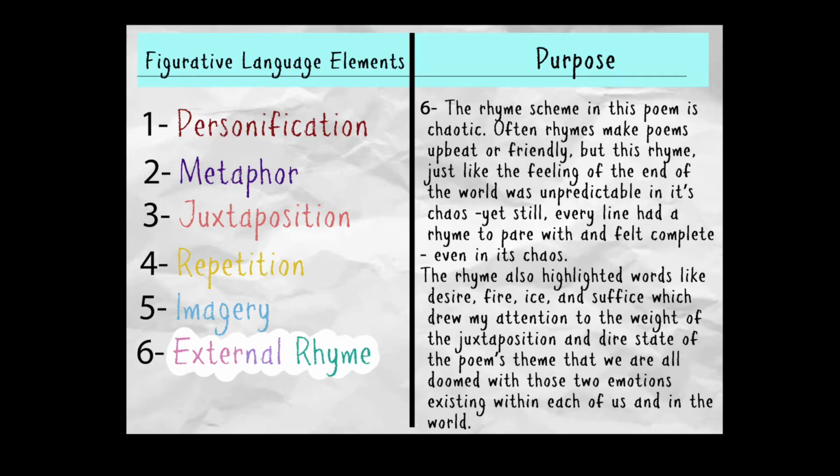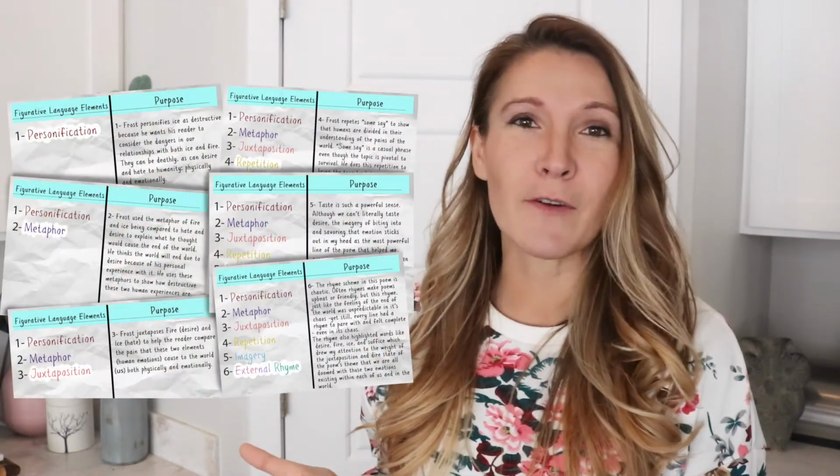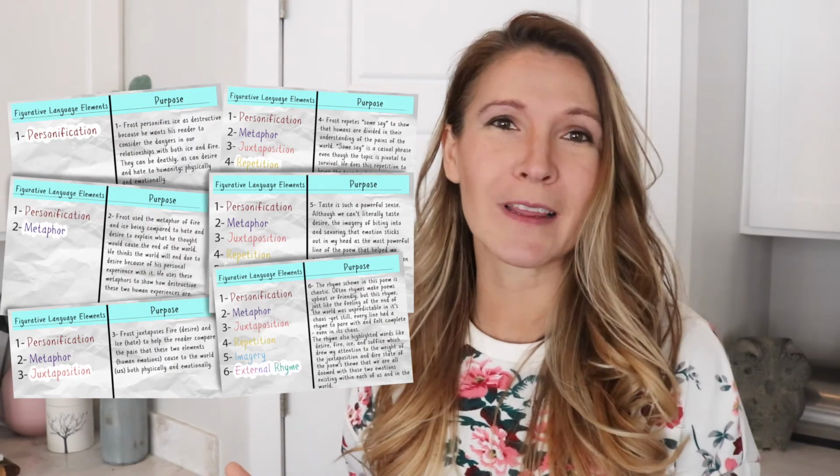Nothing is left open-ended. Not only does it bring this sense of chaos and unpredictability and closure, but there's also the element of the words that he's choosing to rhyme. There are really important words in the poem, like desire and fire, and ice and suffice. The rhyme scheme is drawing my attention to these words. Suffice. That's a strong word. It kind of brings the sense that we're all doomed if these two emotions are going to continue to exist in this world.